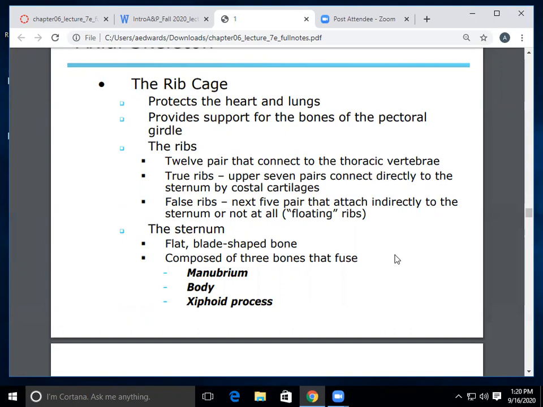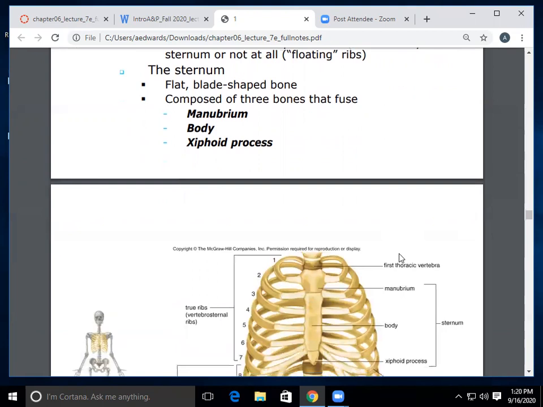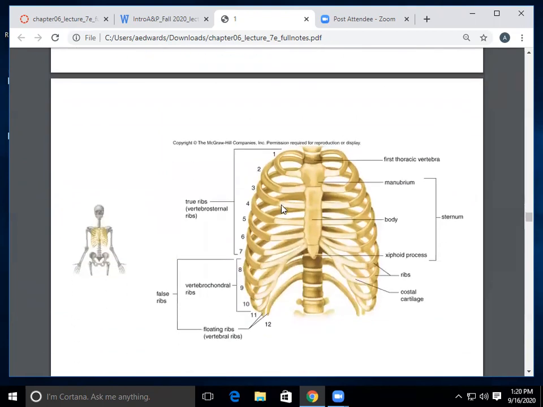All right, sternum. So, center of the chest. It's flat, it's blade shaped. To me, it looks like a necktie. It has three bones that are fused together: a manubrium, a body, and a xiphoid process. So here's a view of these ribs and the sternum. The base of the tie is the manubrium, the length of the tie is the body, and the tip of the tie is the xiphoid process.